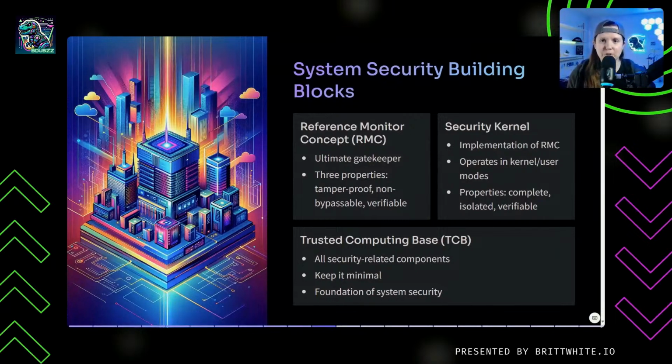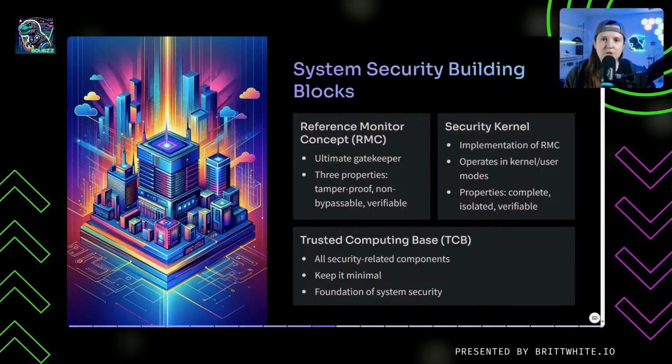Then we have the security kernel. This is the RMC brought to life. The RMC is only a concept, but the security kernel is the actual hardware or software enforcing those access rules. Remember that the security kernel is the actual implementation of the reference monitor concept. In modern operating systems, this is implemented through kernel mode or privileged and user mode or restricted operations. A solid security kernel is complete, where every access goes through the kernel, isolated or locked down so only authorized changes are possible, and verifiable, meaning we can audit it to ensure it's doing its job.